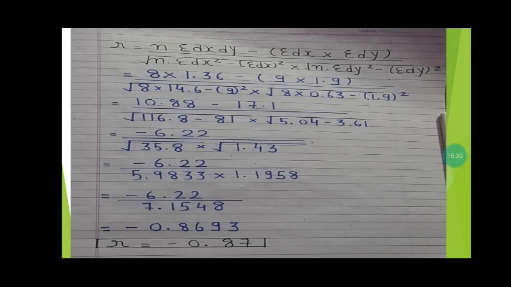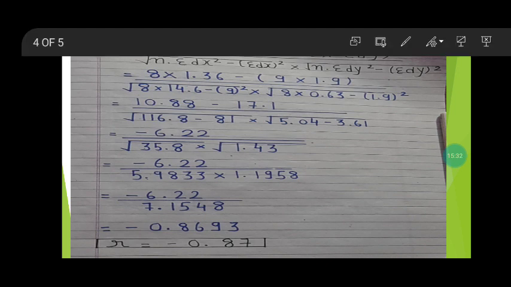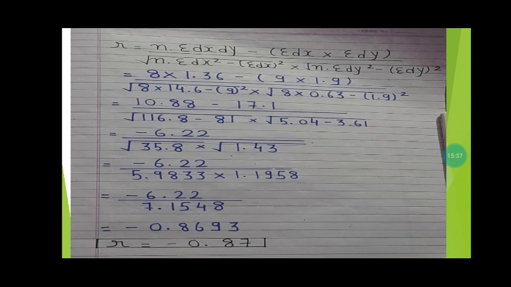Okay, what's the formula? R is equals to n into summation dx dy minus summation dx into summation dy upon under root n into summation dx square minus summation dx whole square into again under root n into summation dy square minus summation dy whole square. Okay, so this is the formula for calculating the coefficient of correlation. Now what we have to do? We have to simply put the values in the formula from the preparation chart.